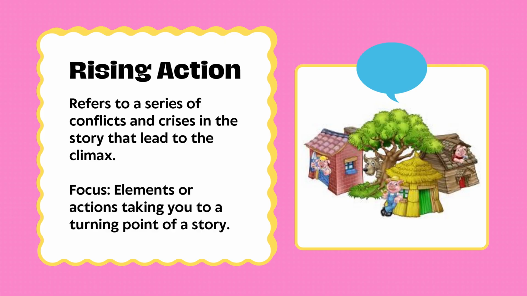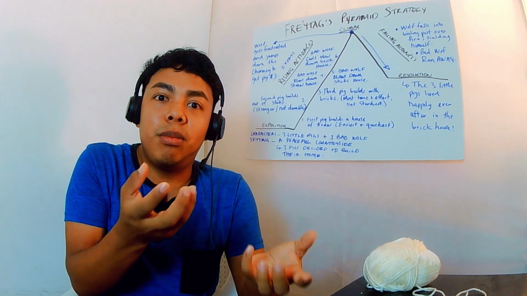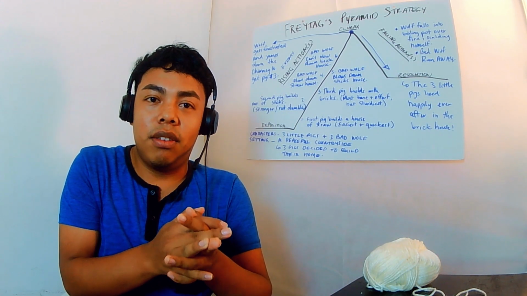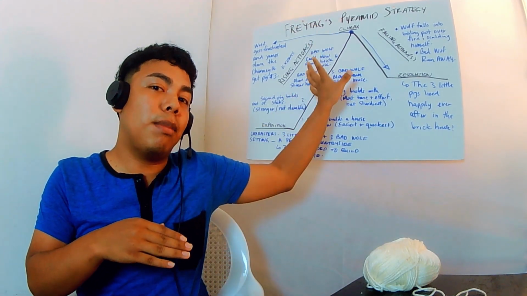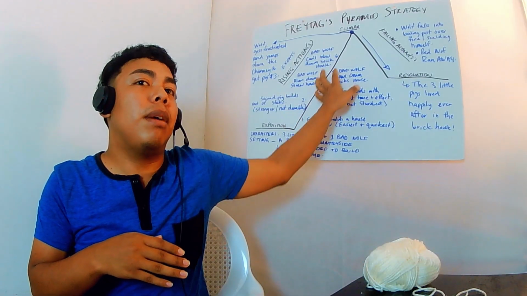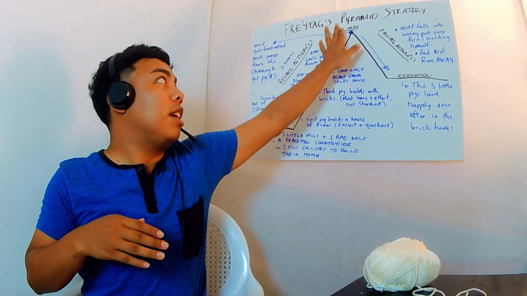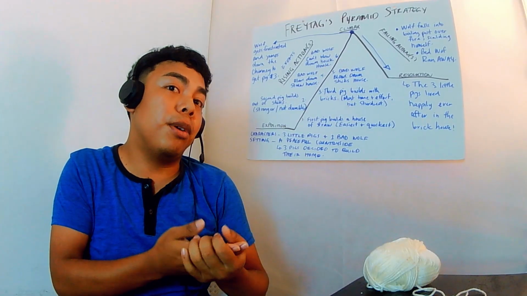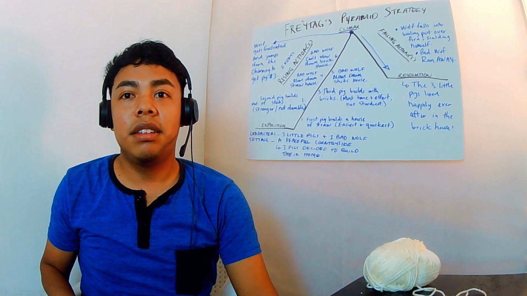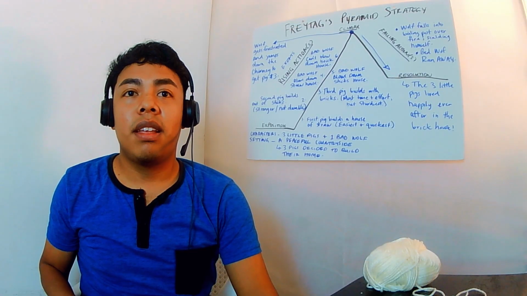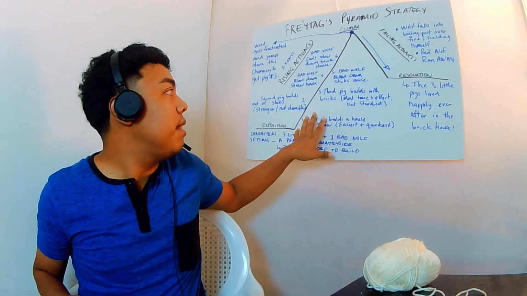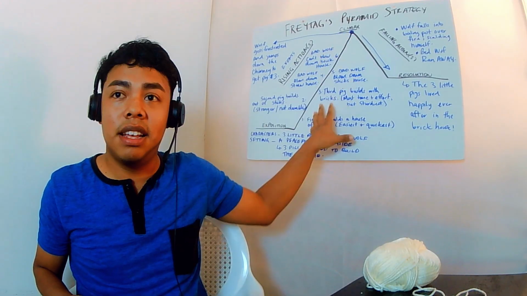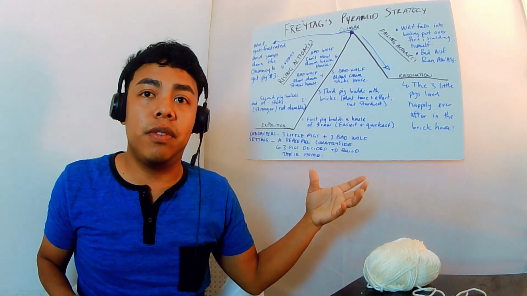Climax would be a turning point of the story, a point where we don't know if the end result would be for good or for bad. So now going back to the rising action, understanding what the climax is, we want to delve into elements or actions that would take you to a climax, which is the turning point of the story. For instance, in the story we have already read, we can identify some of the rising actions that will take you to a turning point of the story.